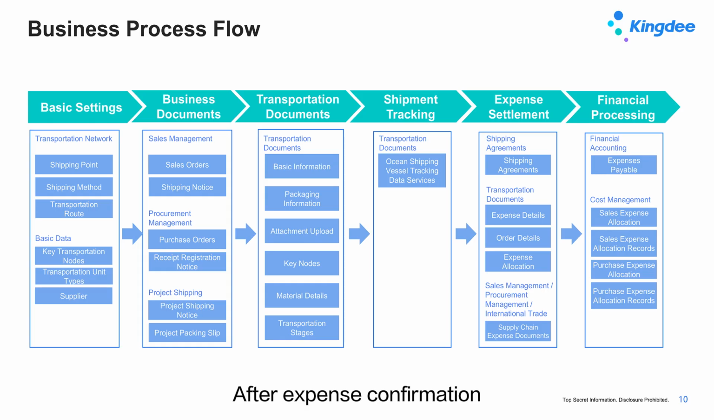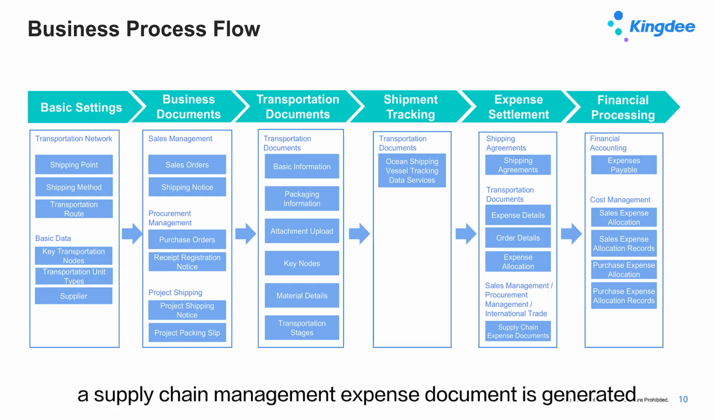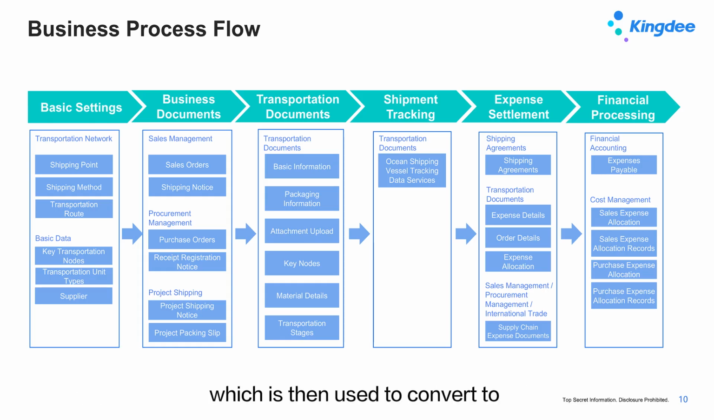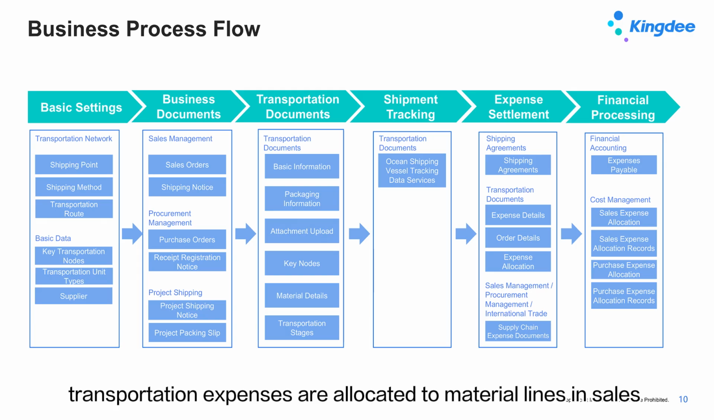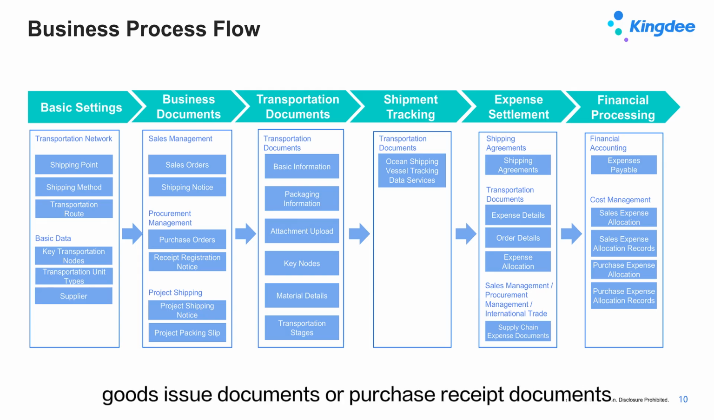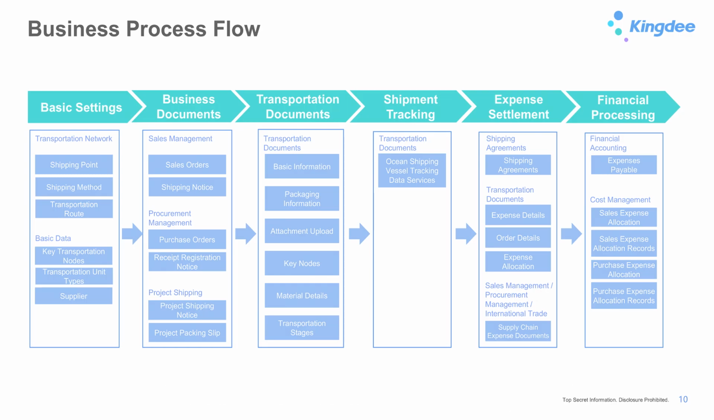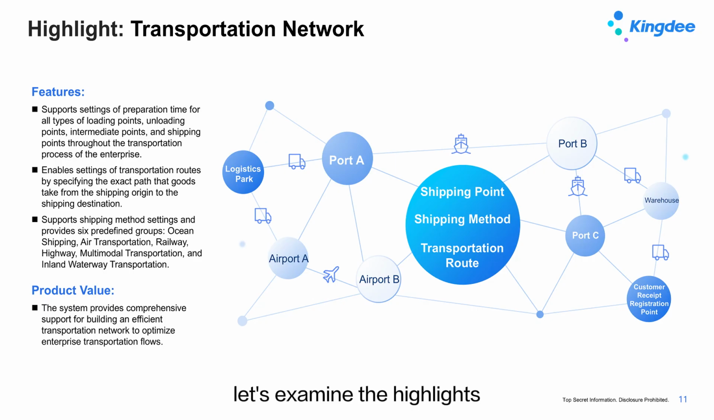After expense confirmation, a supply chain management expense document is generated, which is then used to convert to an accounts payable document. Based on business needs, transportation expenses are allocated to material lines in sales goods issue documents or purchase receipt documents. This outlines the overall transportation management flow. Next, let's examine the highlights, starting with the transportation network.